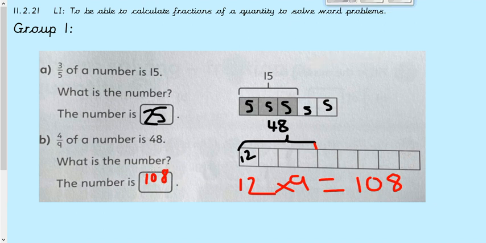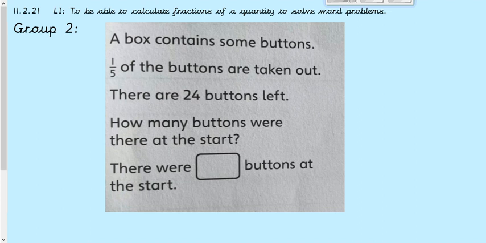Okay, moving on to group 2 then. It says a box contains some buttons. 1/5 of the buttons are taken out. There are 24 buttons left. How many buttons were there to start with? So this one is similar to what we've just done. So you could have drawn a fraction strip to help.